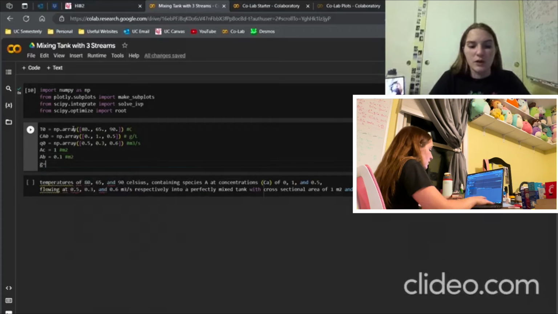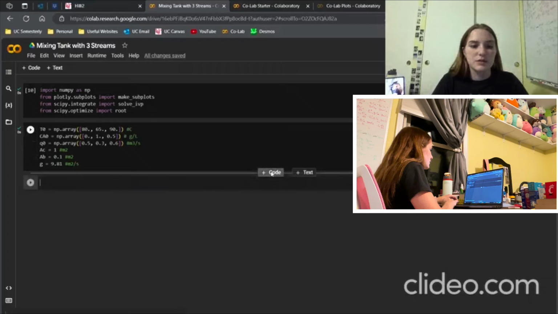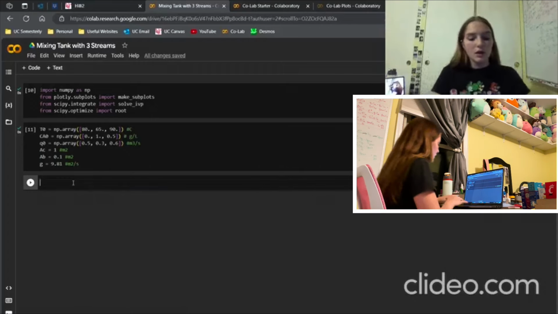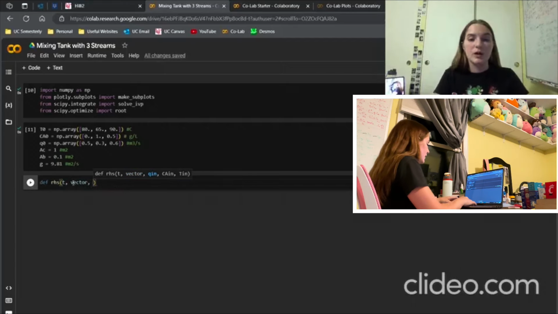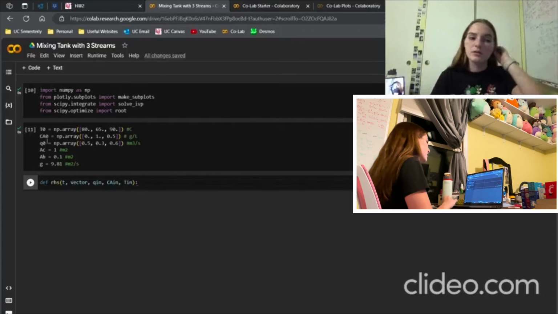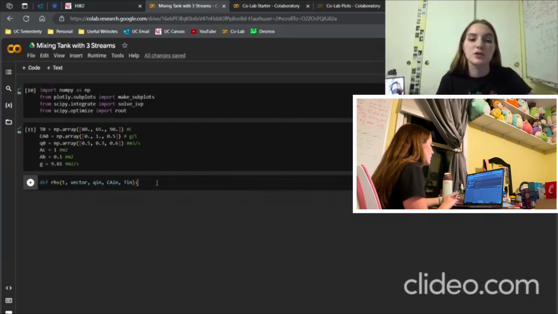And we're going to initialize our value for gravity. So gravity is 9.81 meters squared per second, I believe. Okay, so now we are ready to define the right-hand side of our equation. So we're going to define the right-hand side, and we are going to do our independent variable. And then we need to follow this by a vector of our dependent variables. We also need to have our flow in, our CA in, and our temperature in. We don't want to use our Q naught, CA naught, or temperature naught because these could change over time as our streams in change.